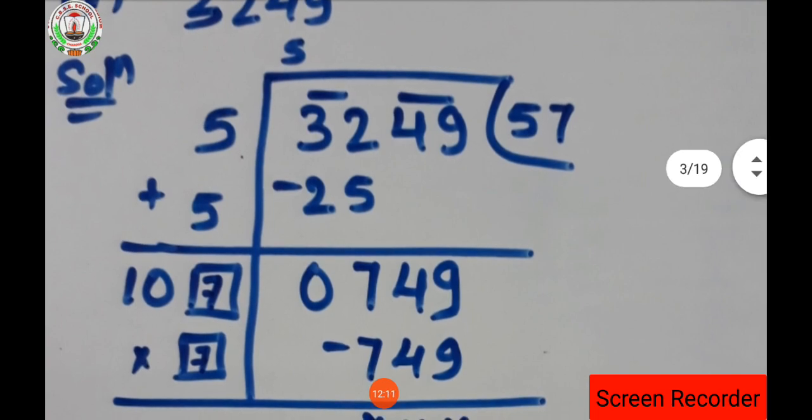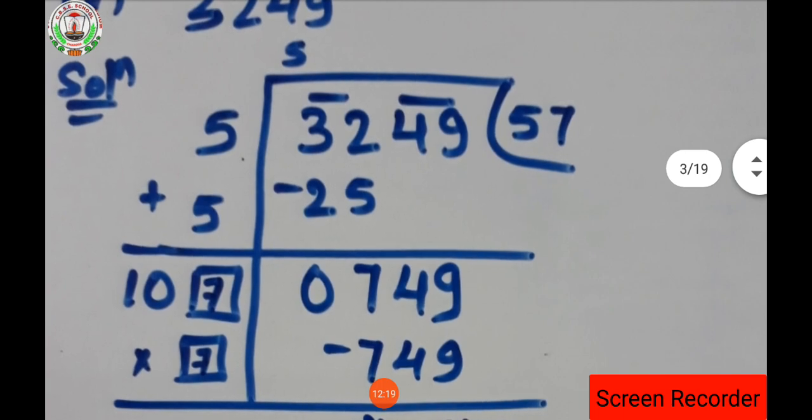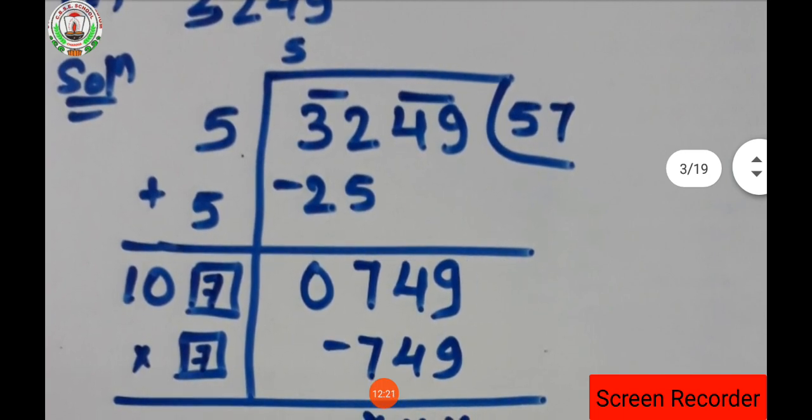so we are not going to take 6 here. We will take 5. So 5 5s are 25. That 25 will be subtracted from 32. 7 will be left, and 49 comes down together in the next step. So 5 plus 5 will be 10, isn't it?